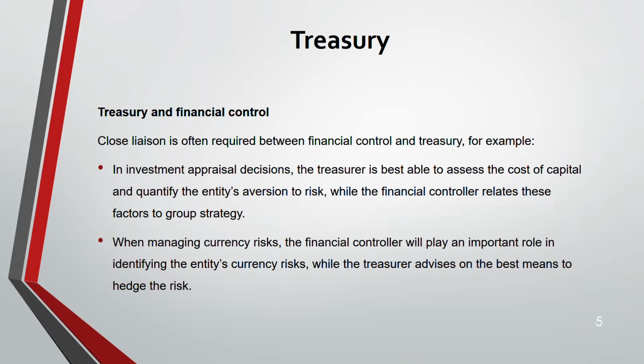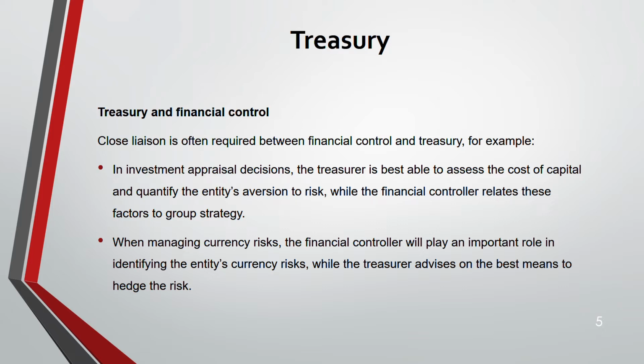The first point is investment appraisal. What does the treasurer do? They try to assess the cost of capital, and they try to bring down the cost of capital by various strategies. And the financial controller relates these factors to group strategy. Second is managing currency risk. When managing currency risk, what does the financial controller do? They play a very important role. Why? Because they identify the currency risk, while the treasurer advises on the best means to hedge the risk. So the treasurer is like that advisor, the supervisor sitting at the top of the company. He knows everything, but he will not identify what the currency risk is.